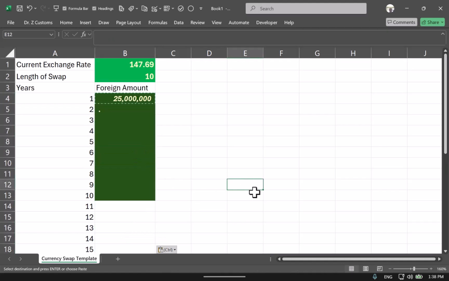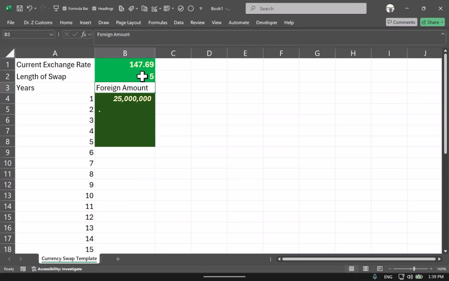As you can see, only the first 10 have a green background. If this is a 5-year swap, only the first 5. I kind of want to do this so that if you have already numbers from a previous use, we'll be able to ignore them. But for now, let's put these in.